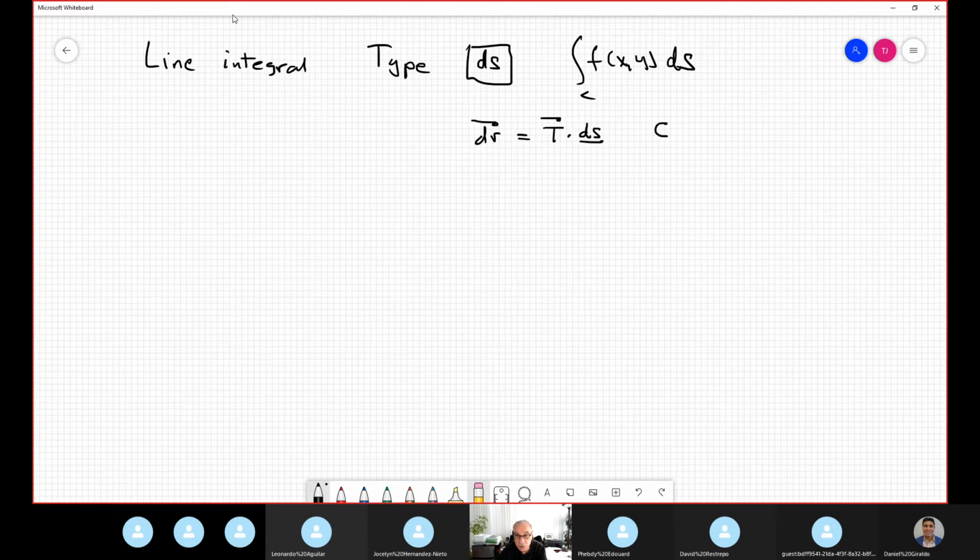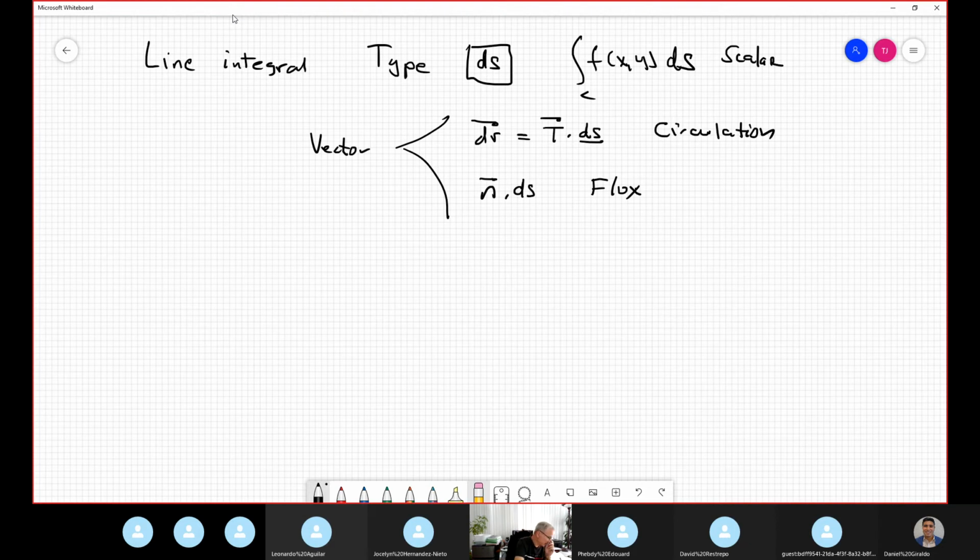So we compute circulation. And this belongs to the category of the non-scalar. This is a scalar line integral. This is a vector line integral. And we have two kinds, circulation, and when you have the normal vector times ds, it is flux. Okay? Okay, do you understand this or no?